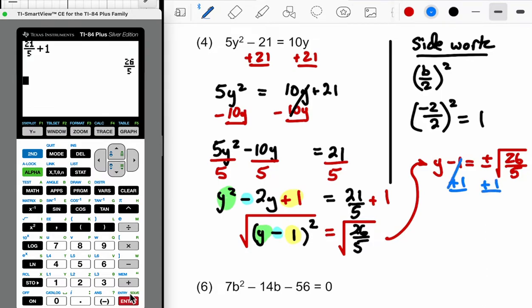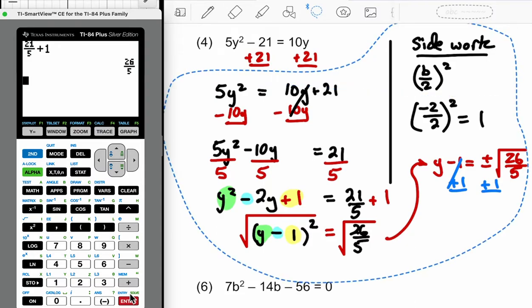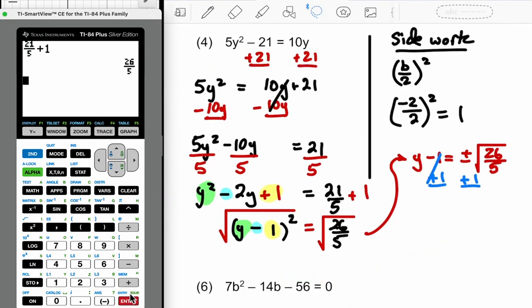So I'll add a 1 to both sides. I'm going to move things over just a smidge. And I would get y is equal to 1 plus or minus the square root of 26 over 5. All right, it's not a pretty answer, but it's a correct answer.